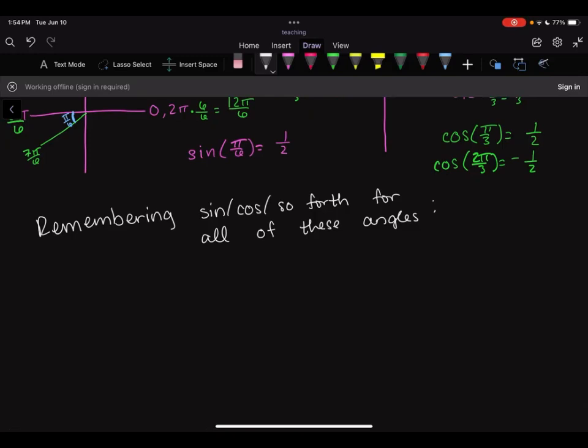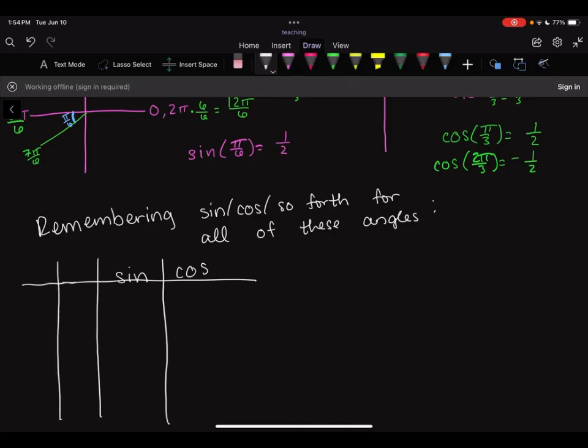Sine, cosine, and then on this side I'm going to put my angles. So let's see. I'm going to do degrees, and I'm going to do radians in here. So in degrees, I'm going to do 0, 30, 45, 60, 90, basically just doing the whole first quadrant. In radians, this would be 0, pi over 6, pi over 4, pi over 3, pi over 2.